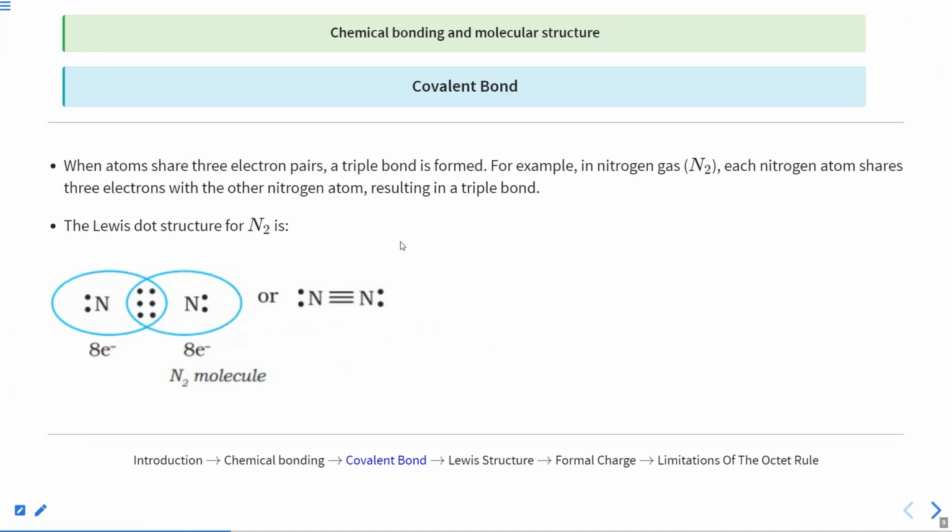Clear? So this is the overall nitrogen. You can count the electrons also: 1, 2, 3, 4, 5, 6, 7, 8. Here also 1, 2, 3, 4, 5, 6, 7. Okay, they have a triple bond, so the bond order is 3.